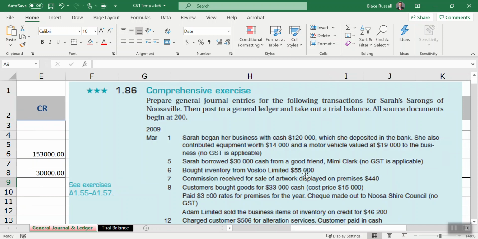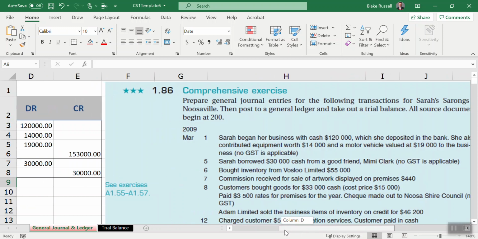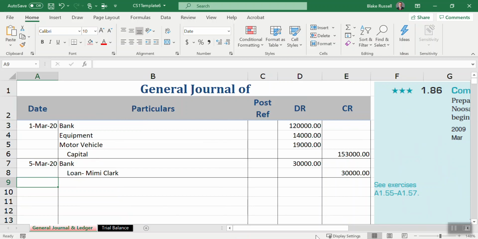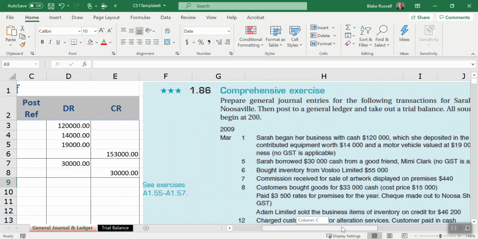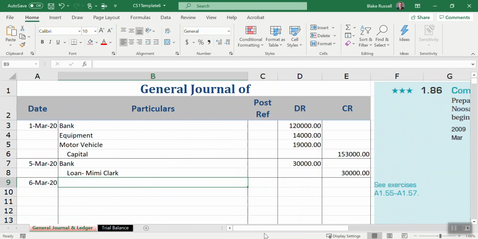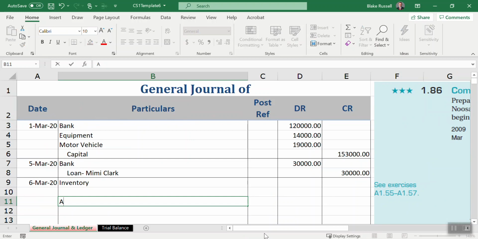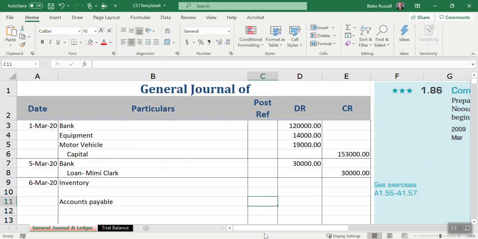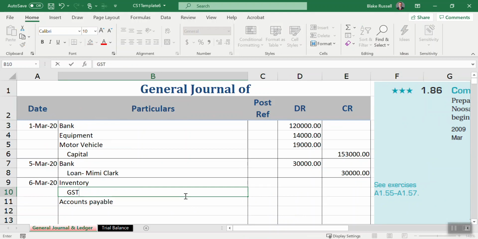All right. So let's go over here. Now I went over here and I've forgotten everything already. 6th of March. So I put it there. Okay, when we purchase inventory, inventory is the name of the account. What are we purchasing? How are we paying for it? I'm just leaving a space there. Accounts payable. All right, so we've got something in between here. It's going to be GST in there.